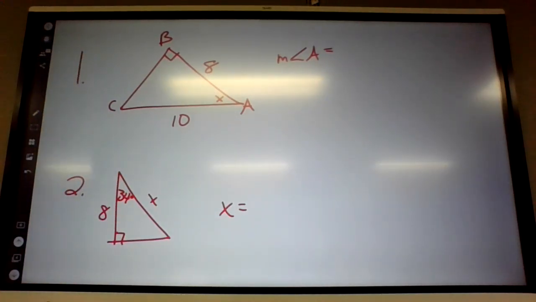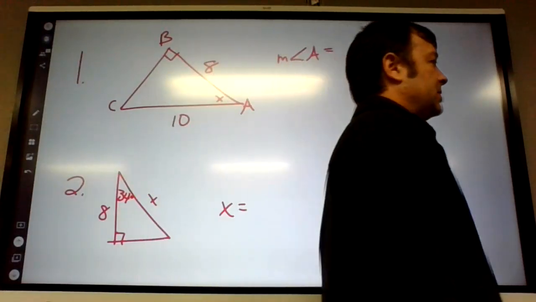Alright, so 1 and 2 are both right triangles, which means we can use SOHCAHTOA.